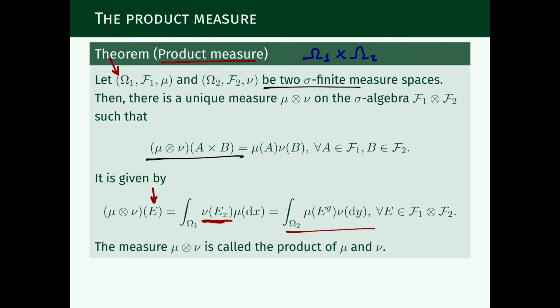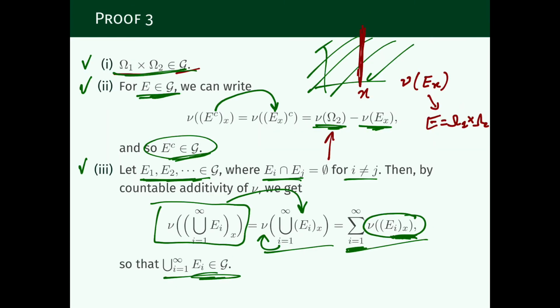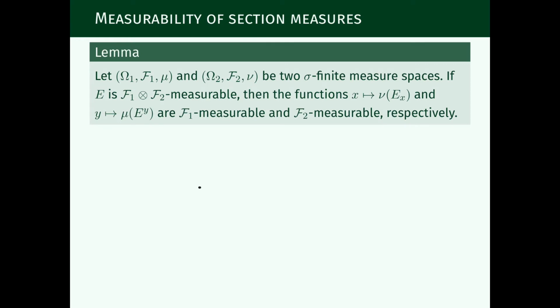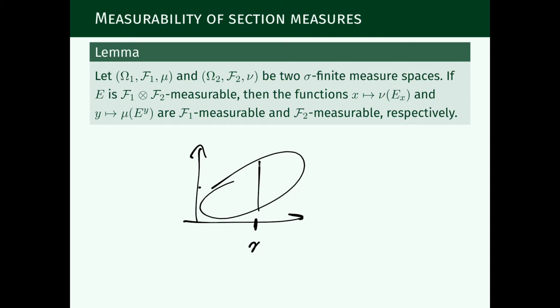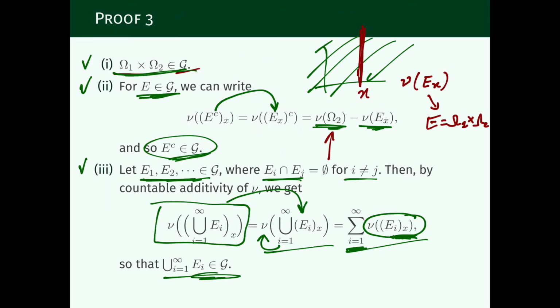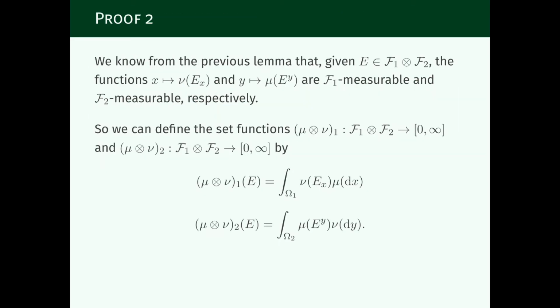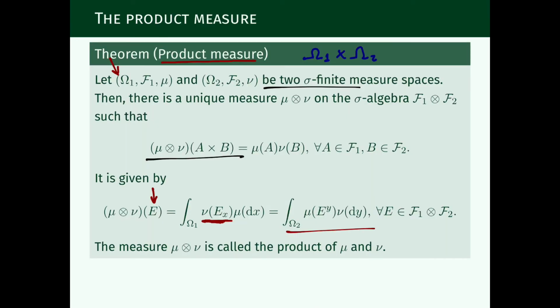In the second part of the video lecture, that was very long, we were proving the lemma that asserts that this function that assigns to each x the measure of the section at x is measurable. And now in this third part of the video lecture, we're going to show the proof of this theorem, the theorem of existence and uniqueness of a product measure.